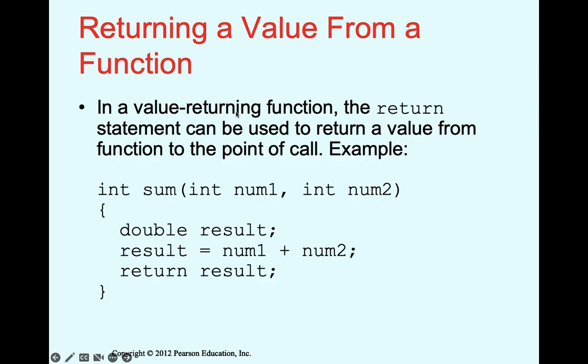This is the value-returning function, another type of function other than the void function. In these functions, the return statement will return some value. For example, here we return result. This is a function called sum. It takes two parameters, num1 and num2. It has a result, which is num1 plus num2, and then it returns the result. You see that when we define the function, we have to write int. This means that it returns an integer value, which is result. But result is double here, so it should be double.